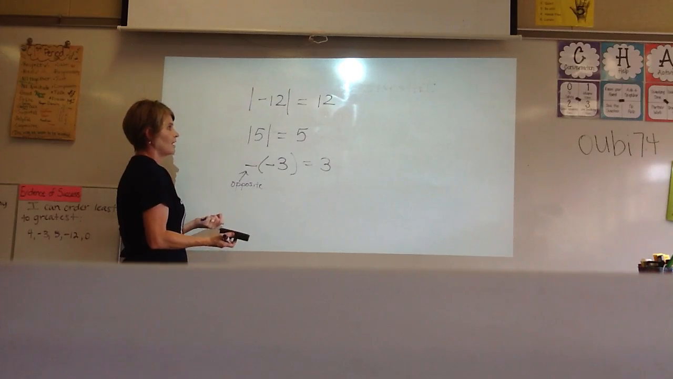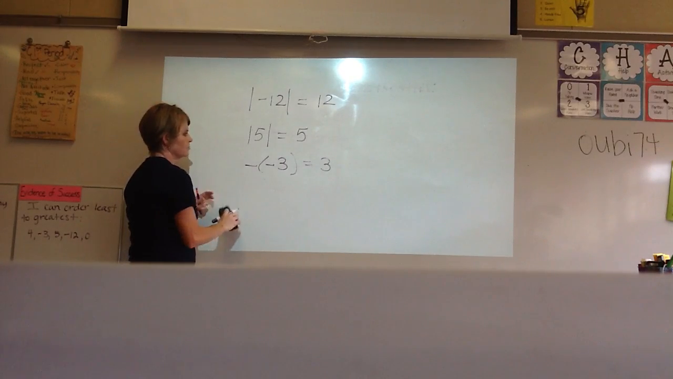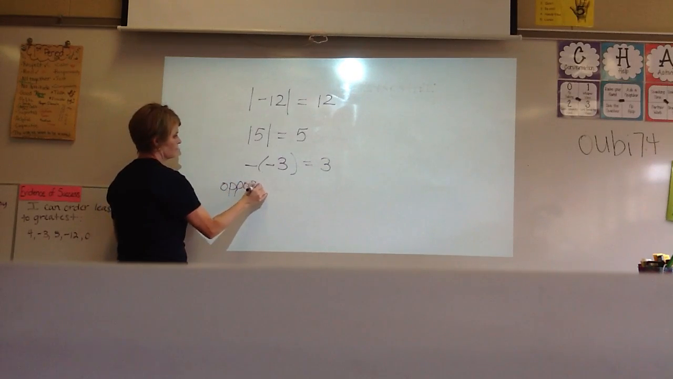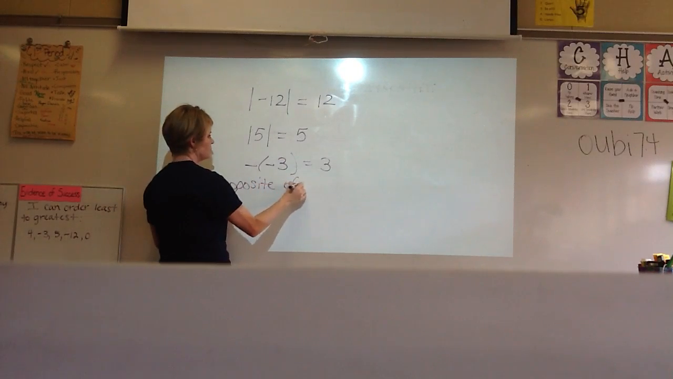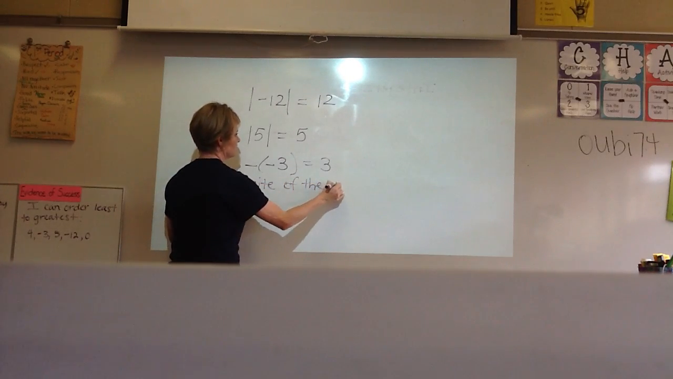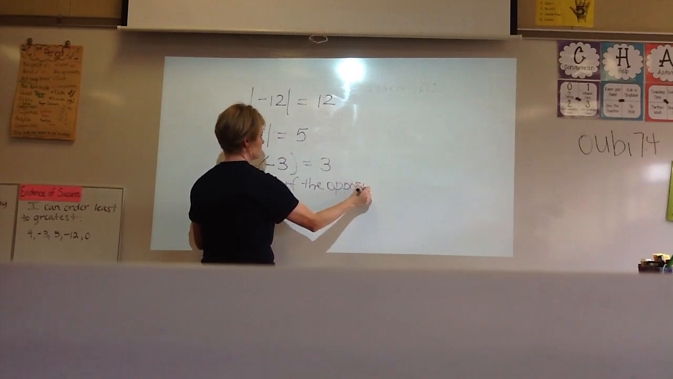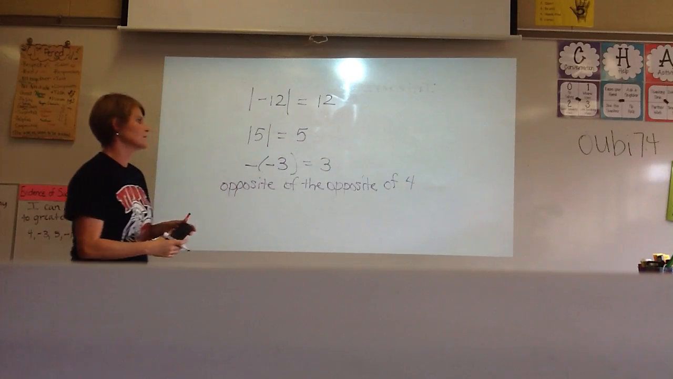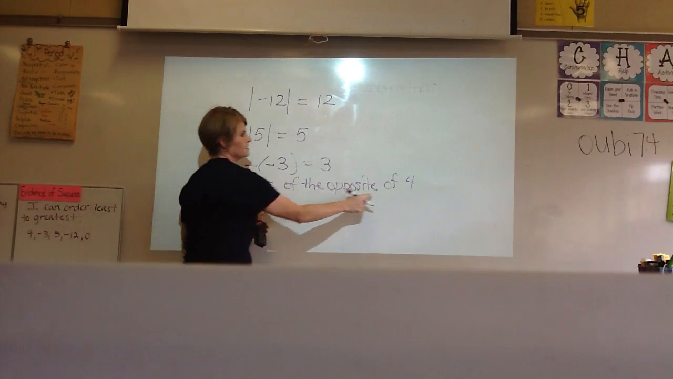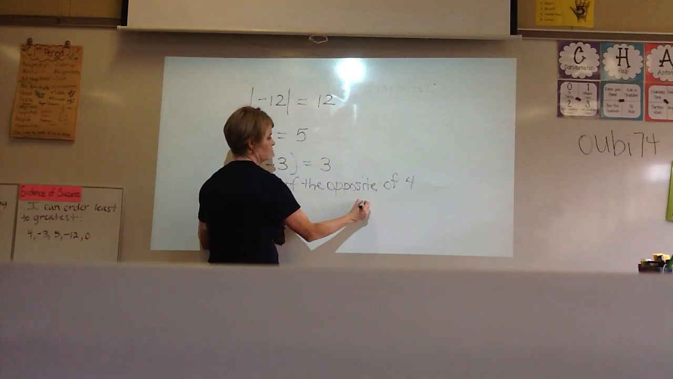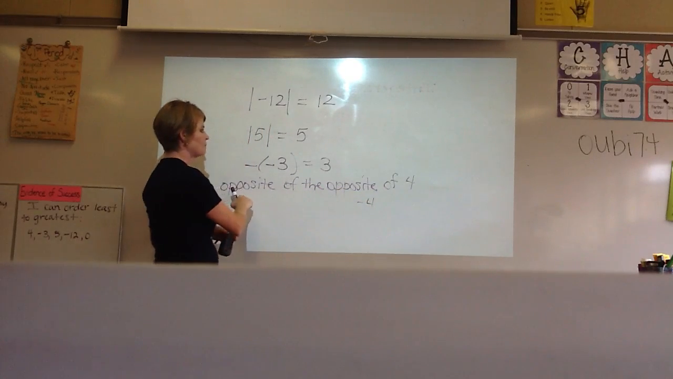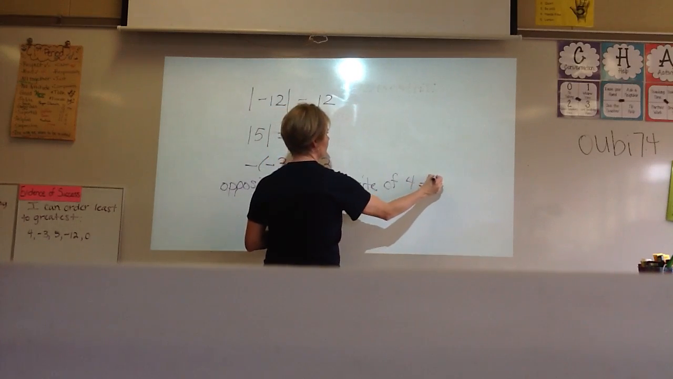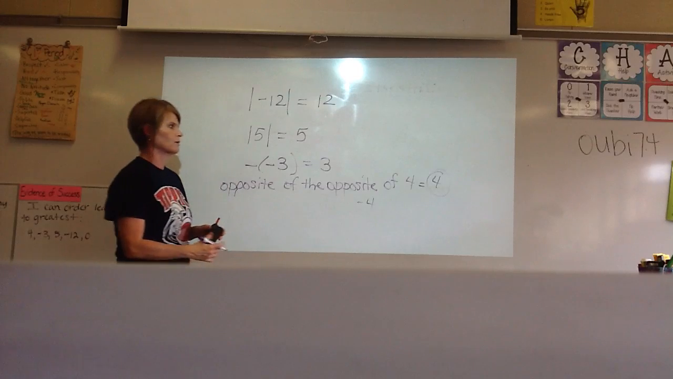And then the last kind of problem you could possibly see is when they ask you for the opposite of the opposite of, let's say, 4. So you kind of have to read this problem backwards. The opposite of 4 is -4. But the opposite of -4 is what? +4. So the opposite of the opposite is +4.